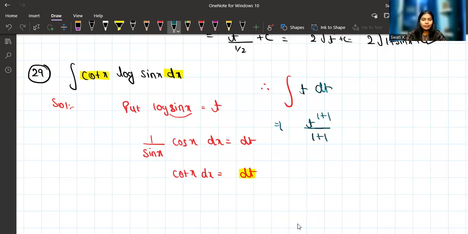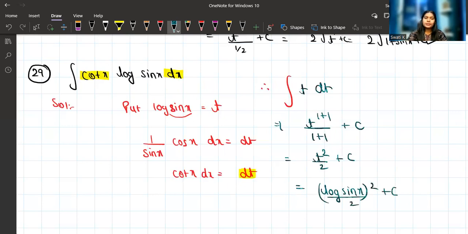And then upon 1 plus 1, same plus the constant of integration. So this will become t square upon 2 plus c. t is nothing but your log sin x. So (log sin x) whole square upon 2 plus c. This is your answer. Let's go to the next question now.